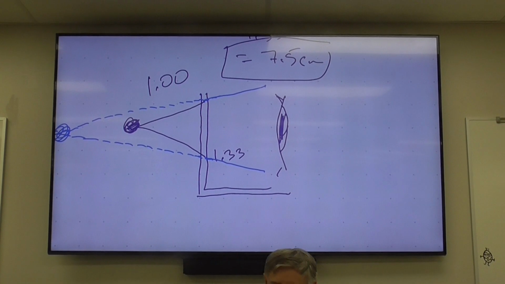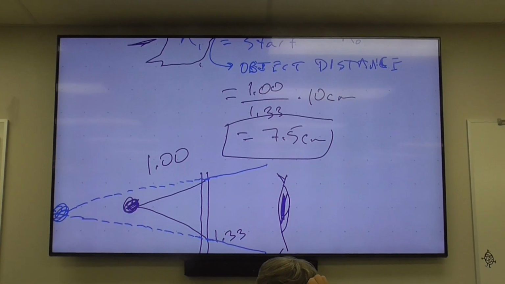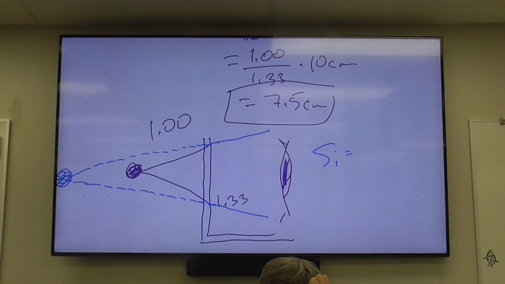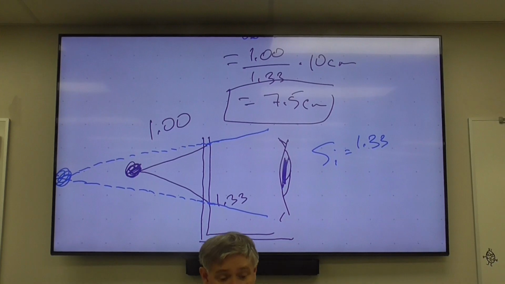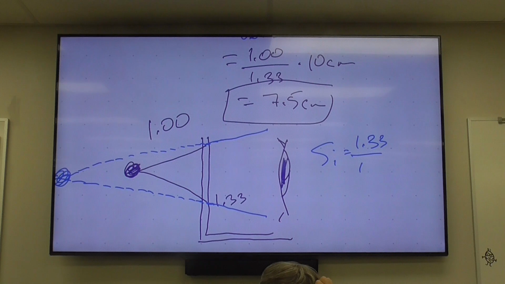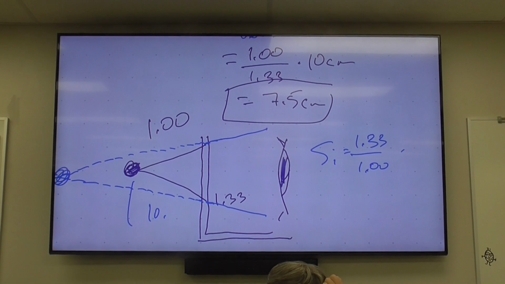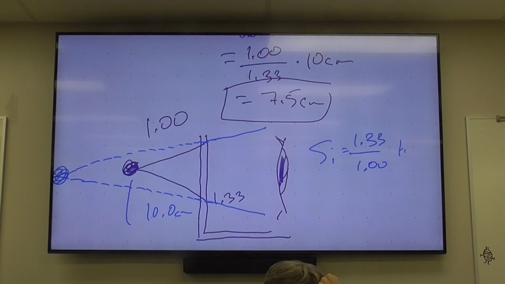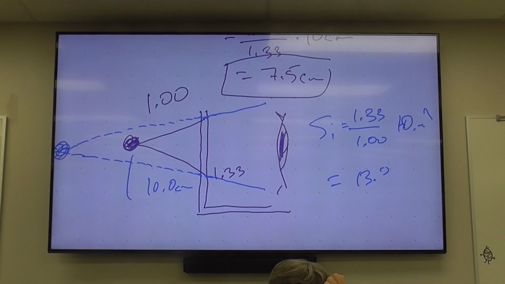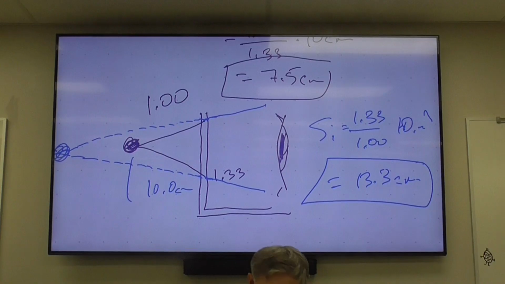So it's the exact same idea. It's the exact same equation. The only thing that differs is that now this thing is going to start at 1.33 because that's where it's going to go. And it's going to end up out there at 1. And if we use that same distance of 10 centimeters, you get 13.3 centimeters.